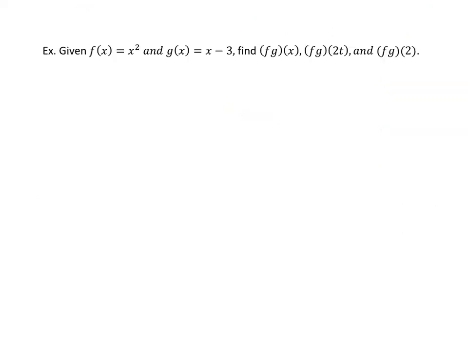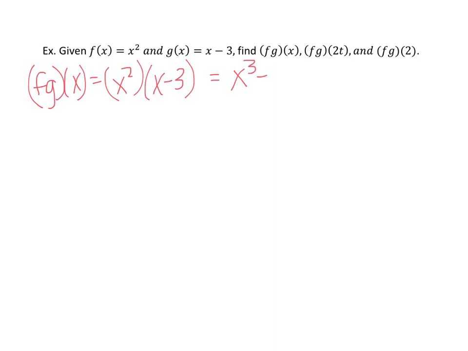Okay, a little practice on the notation. (f g)(x) is f of x times g of x. So it's just written a different way. (f g)(x) is going to be my x squared times my x minus 3, which is going to be x cubed minus 3x squared.